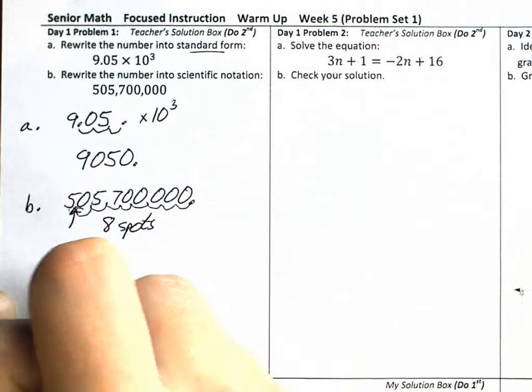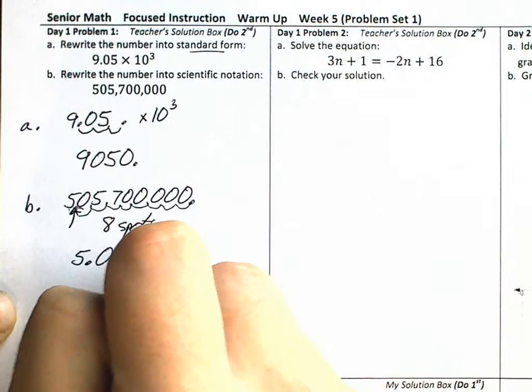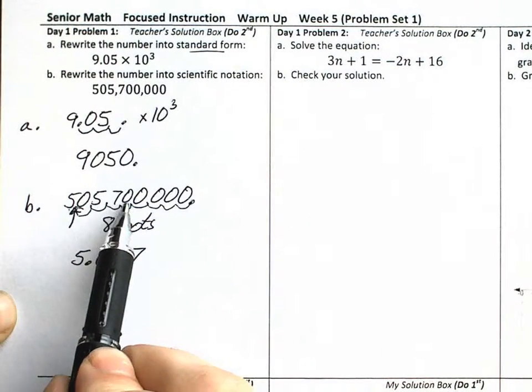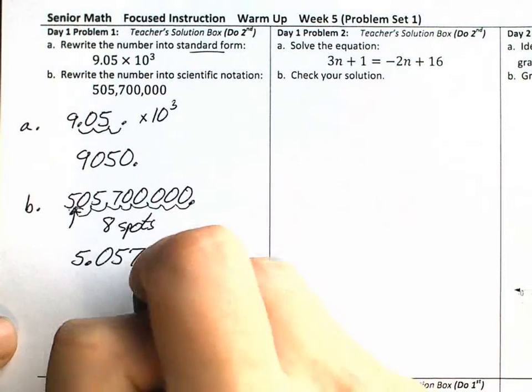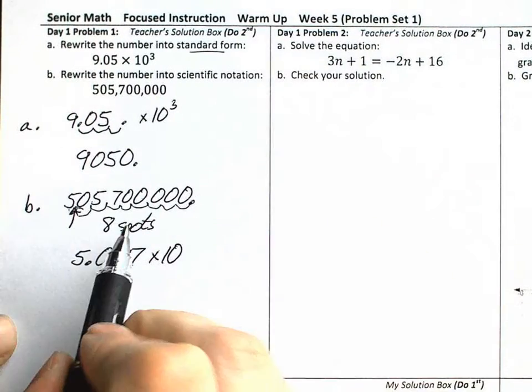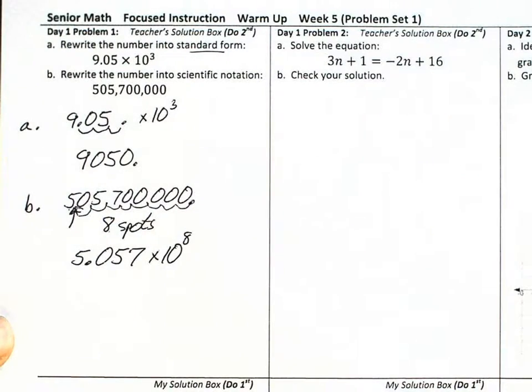And that will create the number 5.057. And then it's not necessary to write all these additional zeros. That's why scientific notation is faster for this particular number. And then times 10, and because it was 8 spots, the exponent on the 10 is an 8.